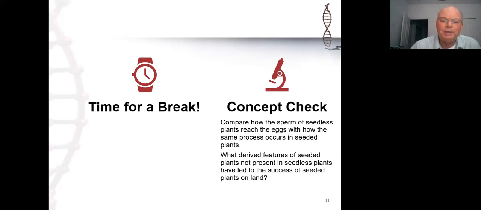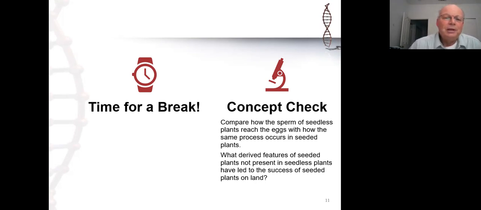Well, remember, seedless plants have flagellated sperm. So the sperm of seedless plants exits from the antheridium, the male gametangium, and swims through the water, either over a long distance if it's bryophytes, or over a shorter distance if it's the ferns, because remember, in the ferns, the gametophyte has both gametangia on it.